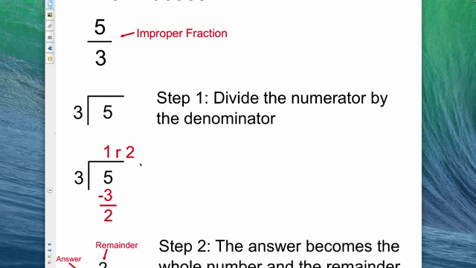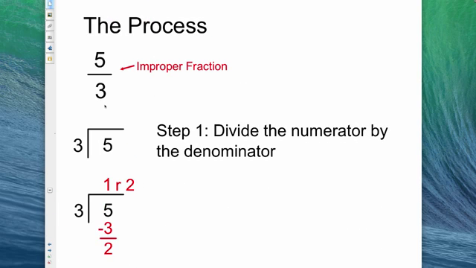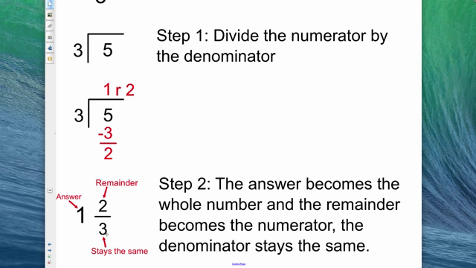Once we have our answer for our division problem, we go to step 2. Step 2 asks that we take the answer, 1, and let that become the whole number for our new mixed number. So here we have the answer 1 from up above, and it has become our new whole number. Next, we take the remainder, and that becomes the numerator for our new fraction. So 2 was the remainder above, and is now the numerator for our new fraction. The denominator stays the same. If we look up above, our original denominator was 3, and in our new mixed number, the denominator stays 3. And this gives us our new mixed number of 1 and 2/3.